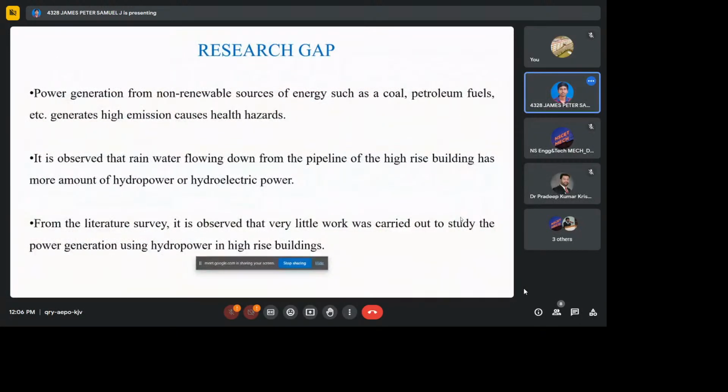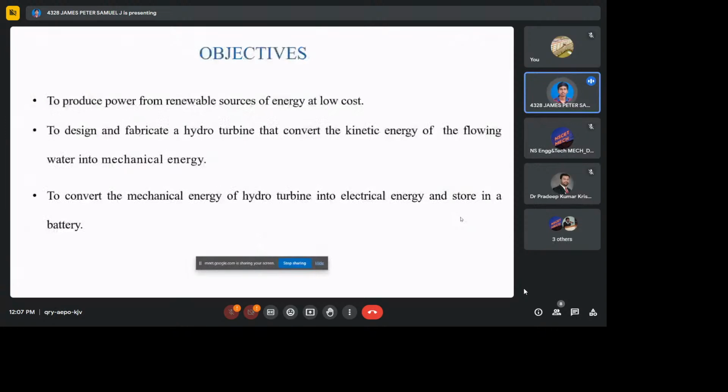Research gap. It is observed that generation of power from non-renewable sources of energy such as coal and petroleum fuels generates high emissions that cause health hazards. We also came to know that water flowing down from the pipelines of buildings has a large amount of hydropower that can be used. Objectives. The main objective of this project is to design and fabricate a hydro turbine that converts kinetic energy of flowing water into mechanical energy, to convert this mechanical energy into electrical energy by using an alternator setup, and to store this energy in a battery for later use.